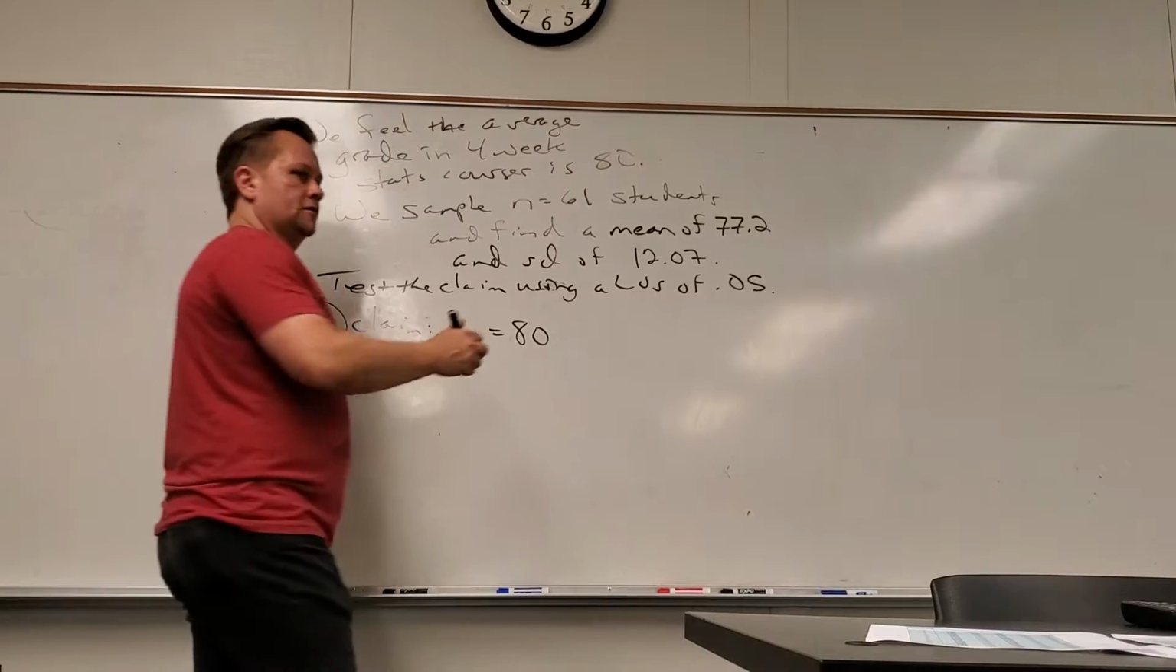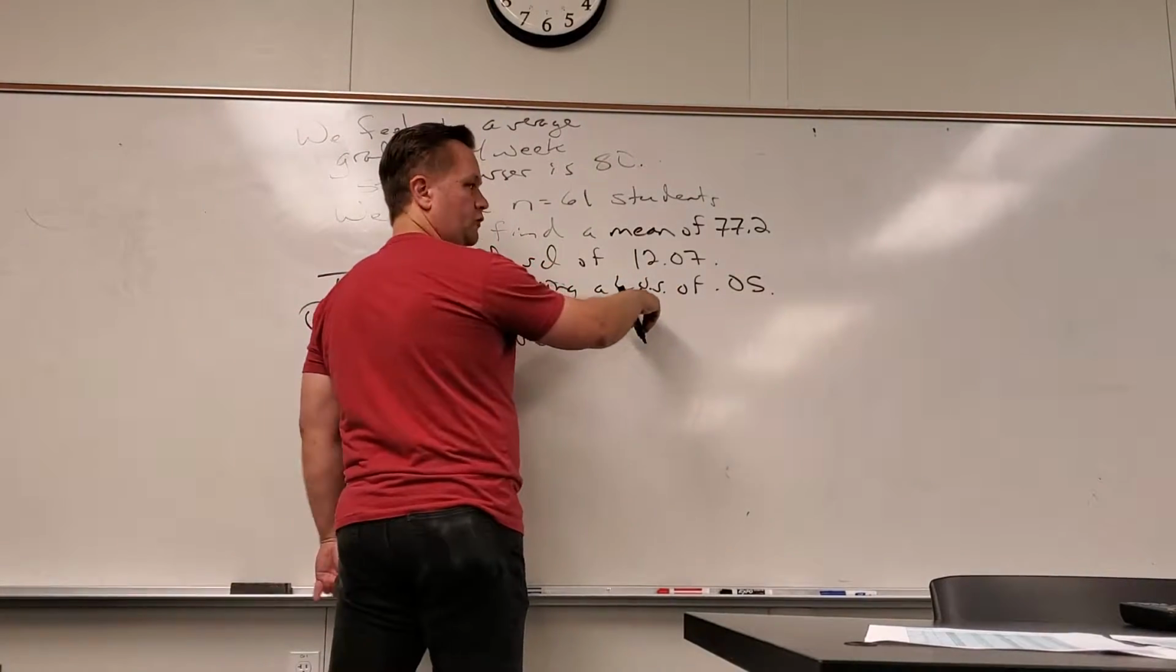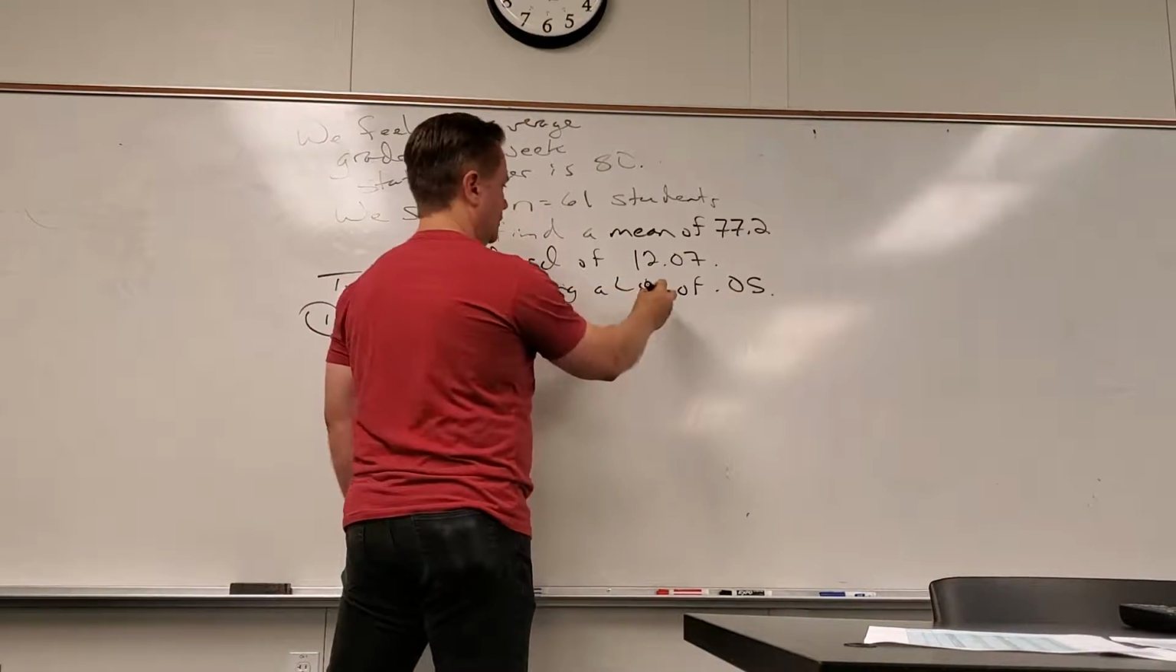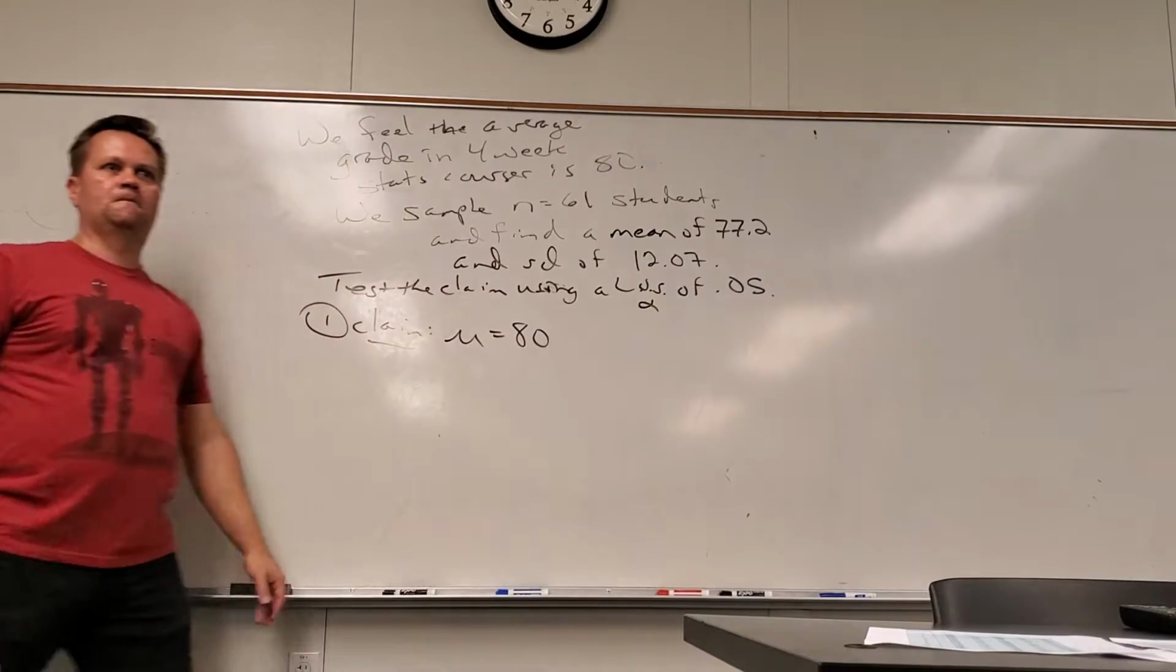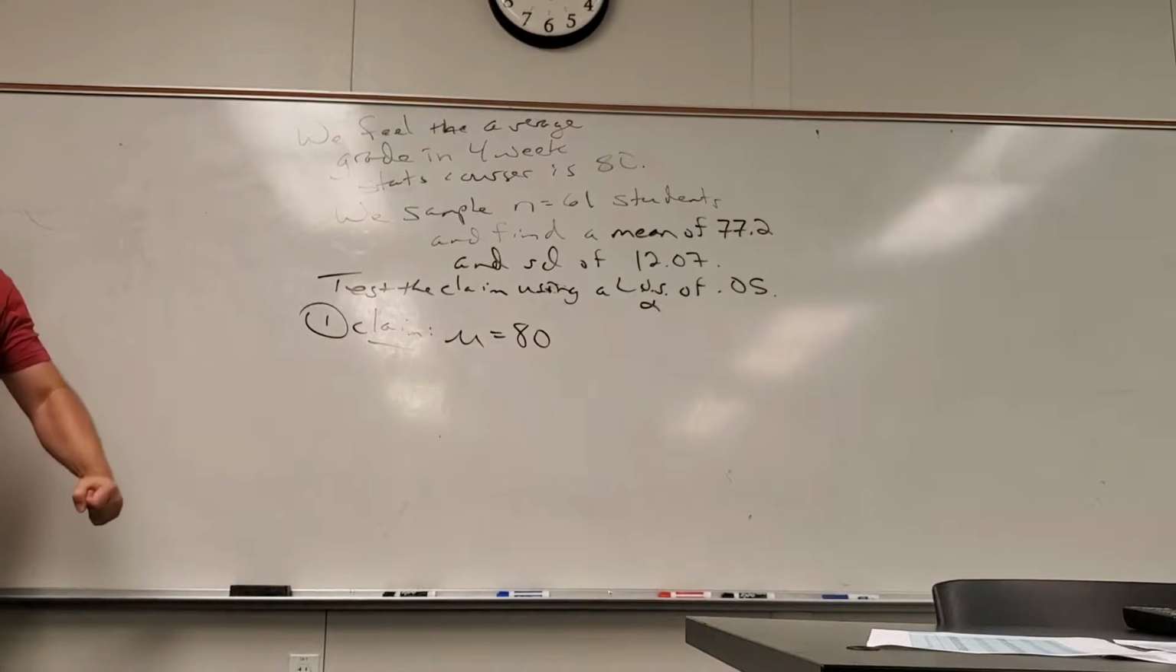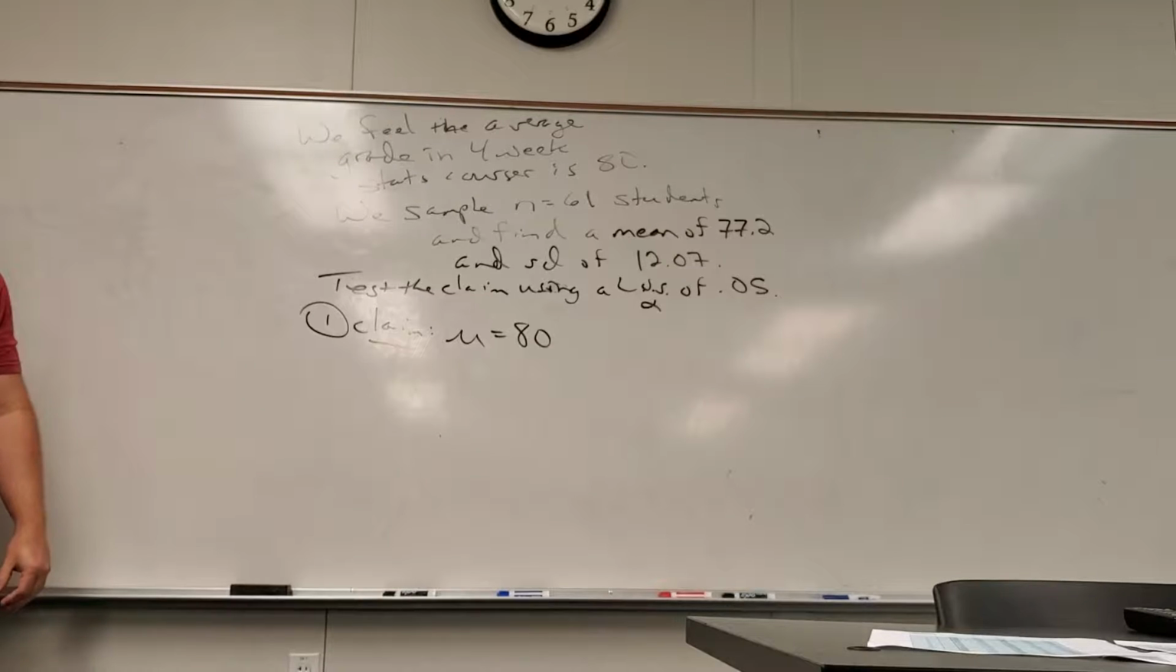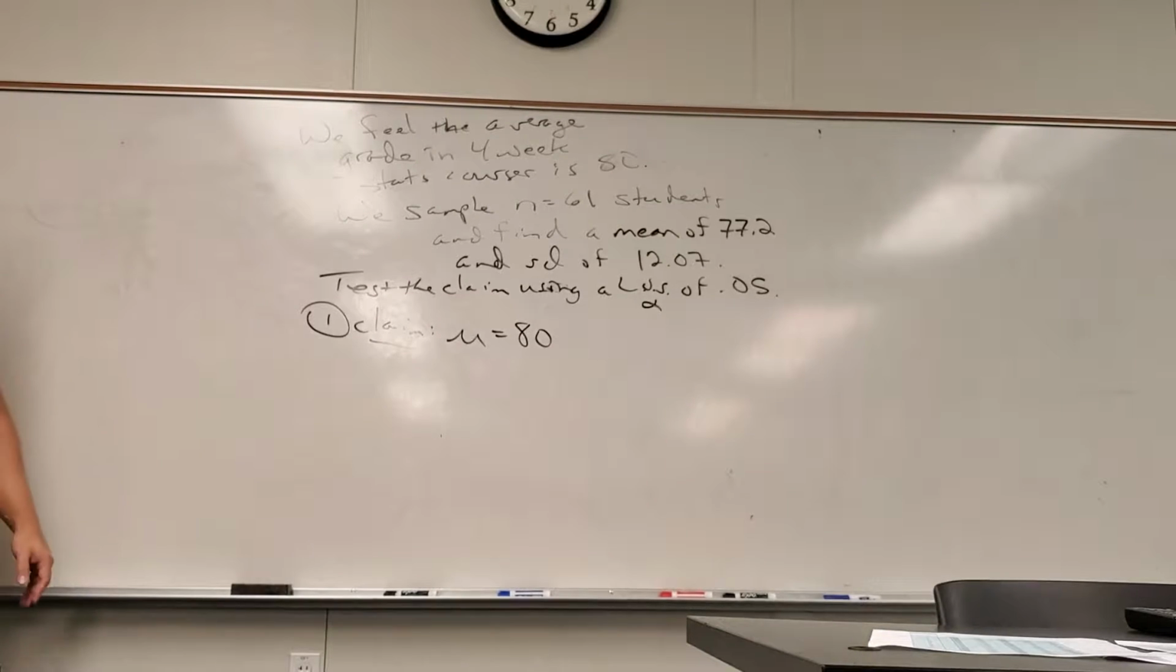Level of significance. What's the symbol for that? Fish. I like fish. Or alpha. He's the alpha fish. Even better than the beta. Okay.